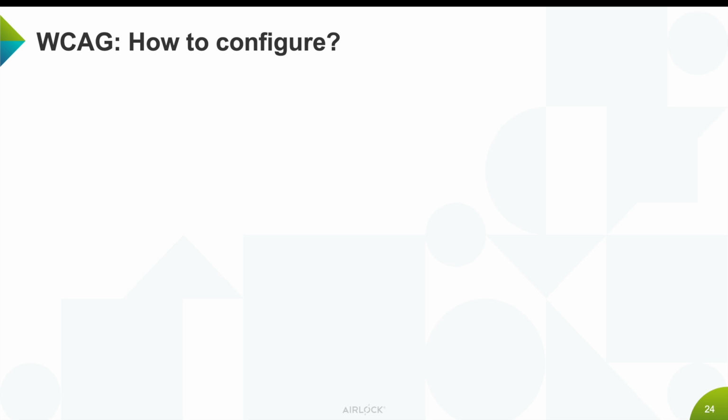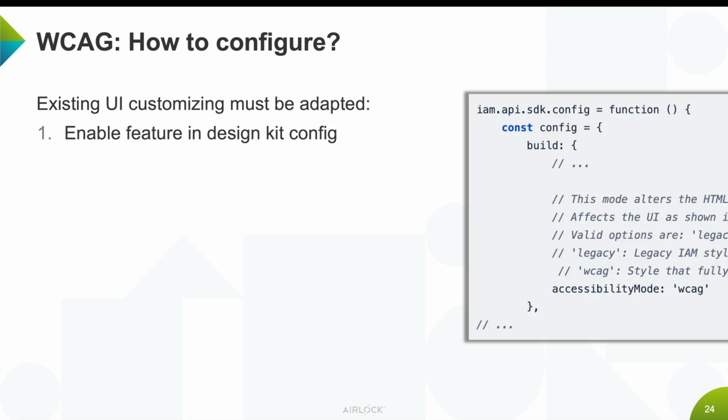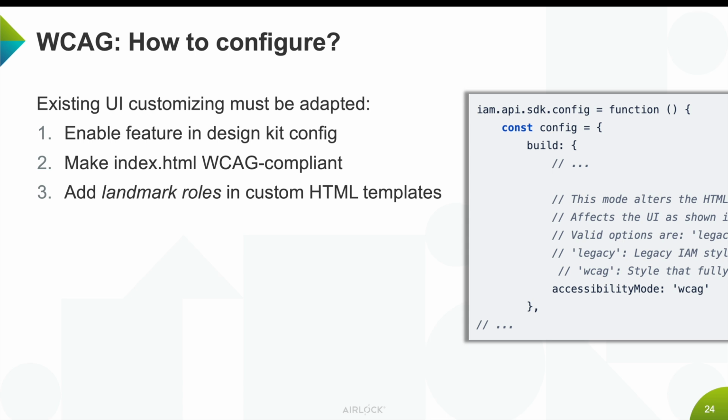How can I enable WCAG for existing customized login app UIs? So I'll just give an overview. Please refer to the documentation for detailed instructions. To enable the feature, go to the Login App Design Kit configuration and activate it. Then you have to ensure that your index HTML file is WCAG compliant. In custom HTML templates, add landmark roles, for example. Configure input purposes where necessary, especially for custom UI elements.